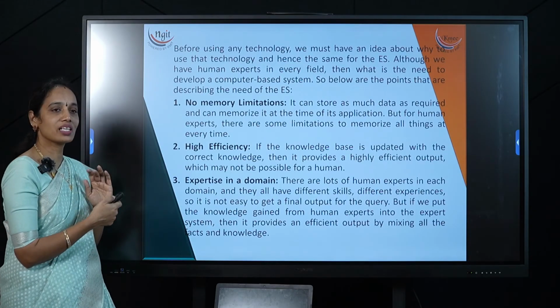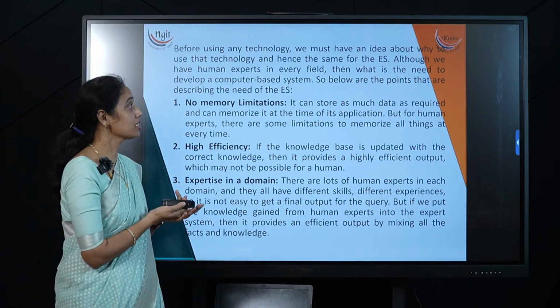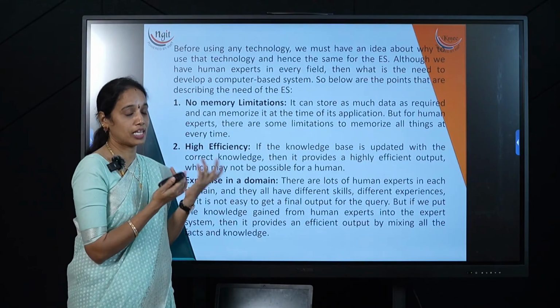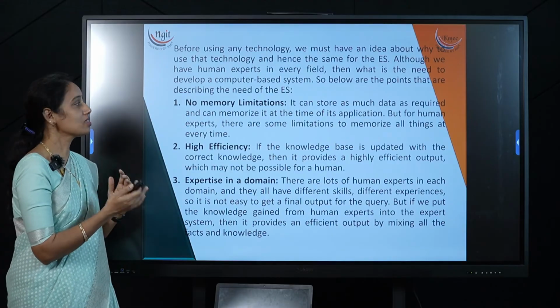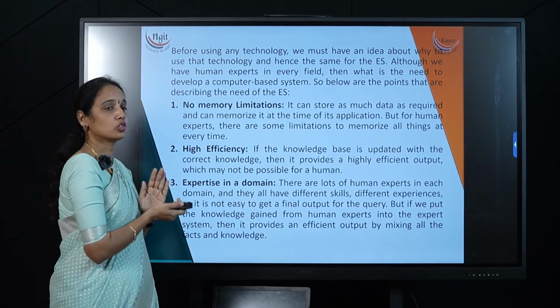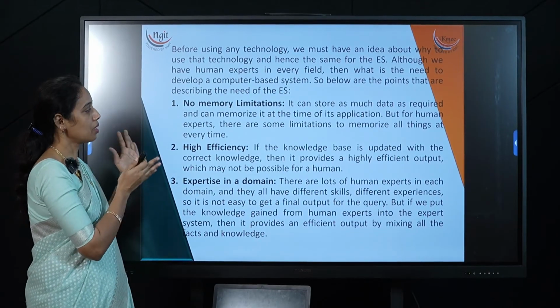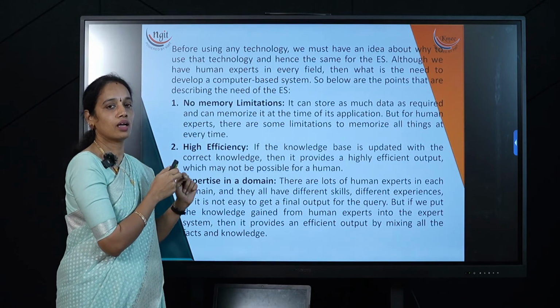Before using any technology, we must have an idea about why we are using that technology, and the same goes for the expert system. Although we have many human experts in every field, what is the need of developing a computer-based system? So let us discuss. There are some points describing the need for this particular expert system.